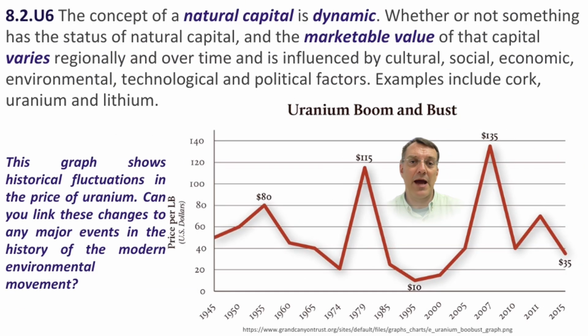The value of natural capital varies dramatically over time. This graph shows uranium price fluctuations over many decades. These changes reflect shifting technological, political, and environmental factors. For example, prices peaked in the 1970s during nuclear power expansion, and then they fell after accidents like Three Mile Island and Chernobyl raised safety concerns. More recently, climate change concerns have renewed interest in nuclear energy, and so its price is climbing again.